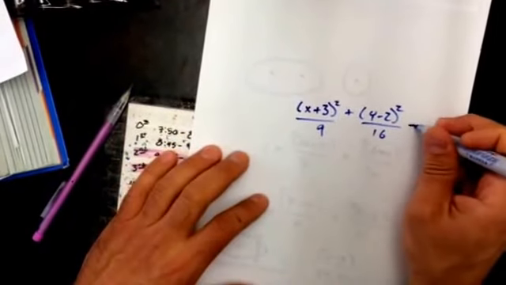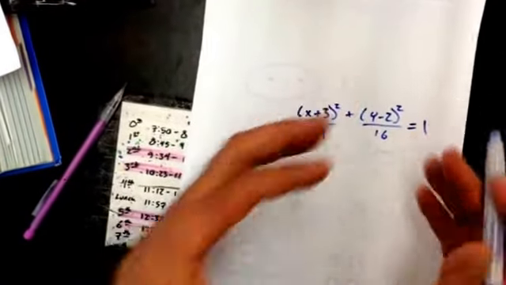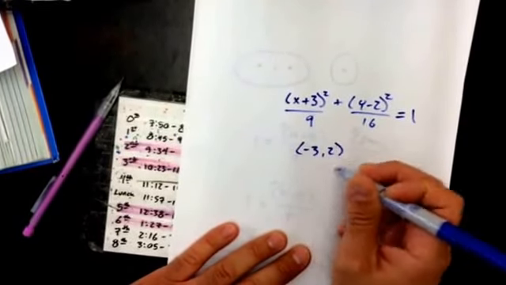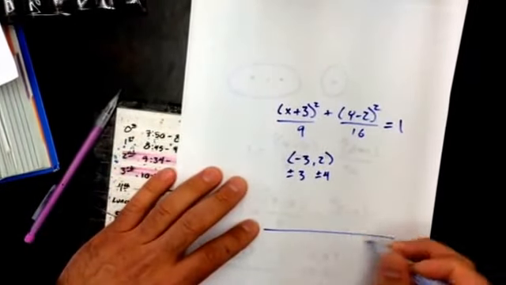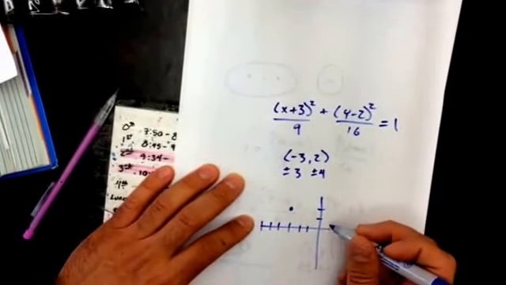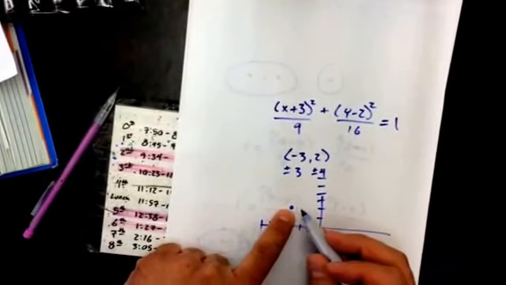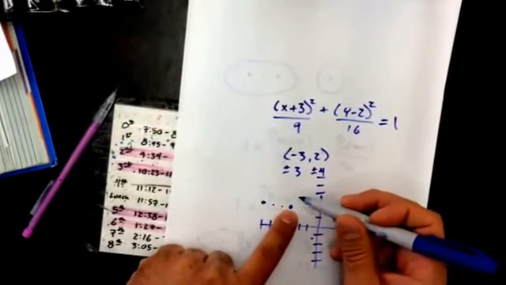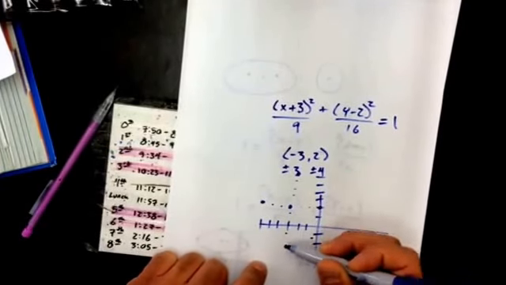Well, what's different from this one than the last one that I did? On the last one, the larger number was under x. On this one, the larger number is under y. Why does that matter? Well, that means that from your center, you're going plus or minus 3 from the x and plus or minus 4 from the y. So what happens on our graph? From here, I'm going to go plus or minus 3. 1, 2, 3. 1, 2, 3. From here, I'm going to go plus or minus 4. 1, 2, 3, 4. 1, 2, 3, 4.